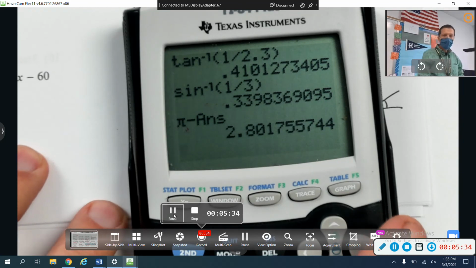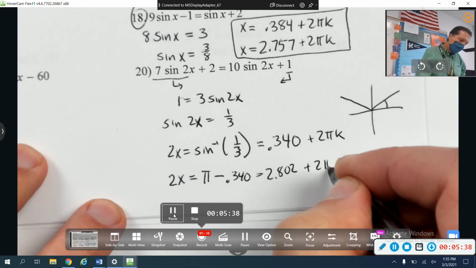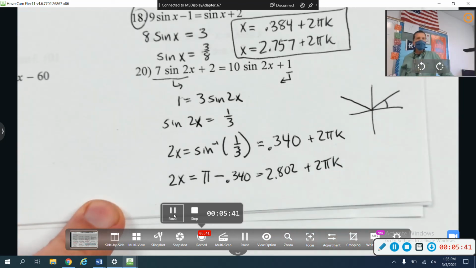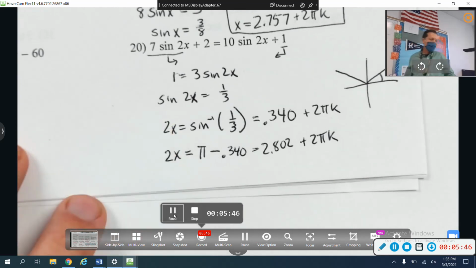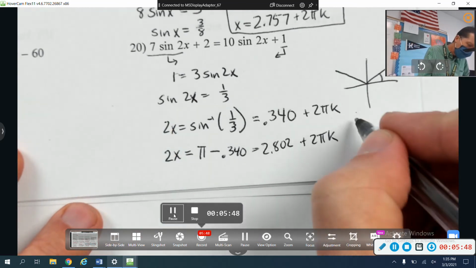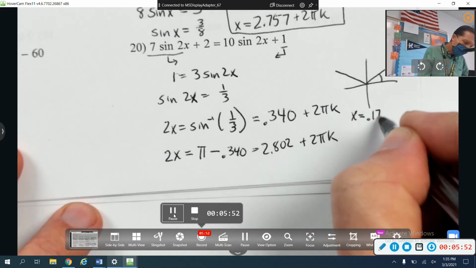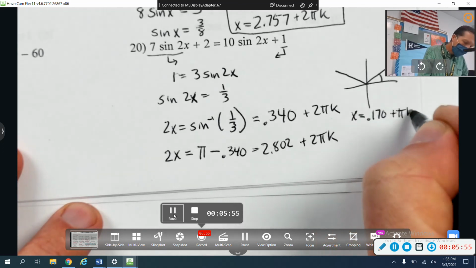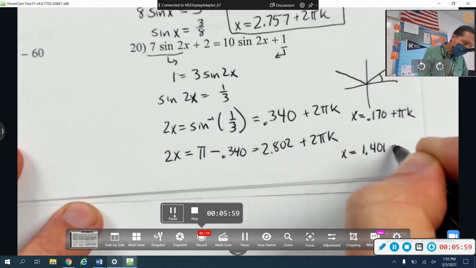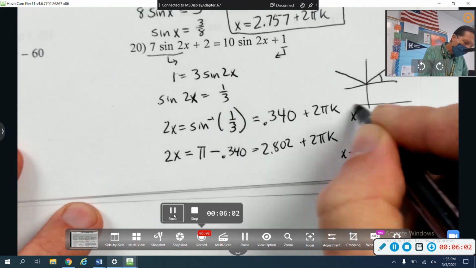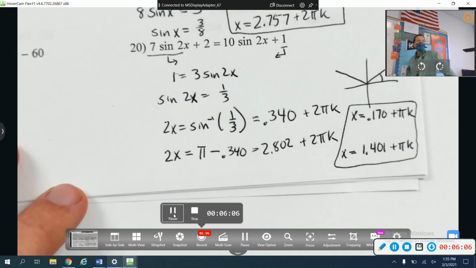2.802 plus 2 pi k. Except I'm not quite done yet, because that's what 2x equals. So last step, I'll divide everybody by 2. I'm almost out of room. That would be 0.170 plus pi k. And 1.401 plus pi k. If the numbers are easy enough, I can divide by 2 without a calculator. Aren't you proud of me?